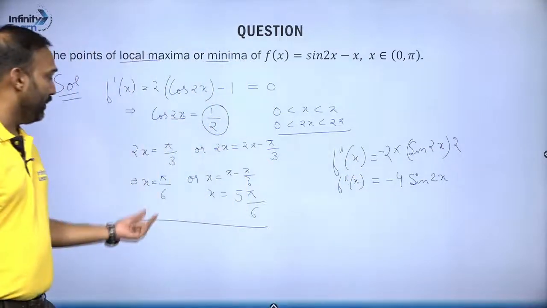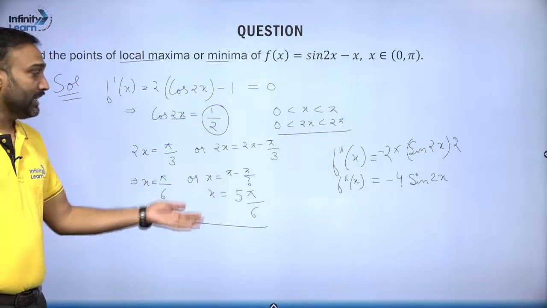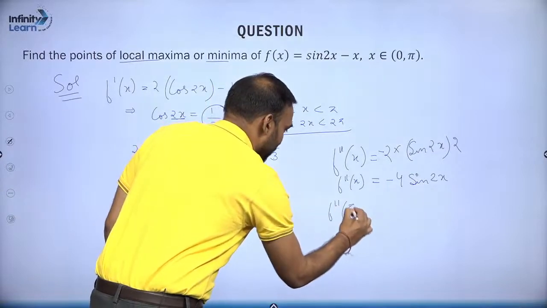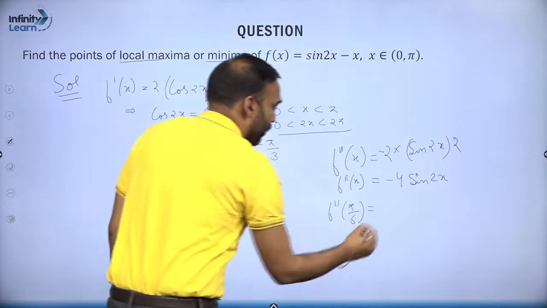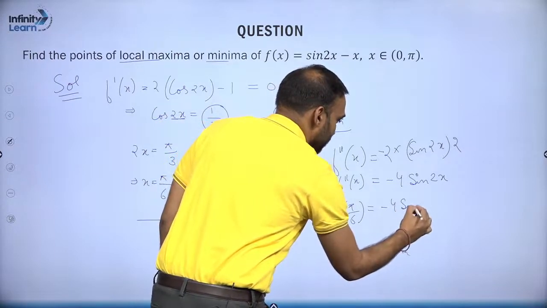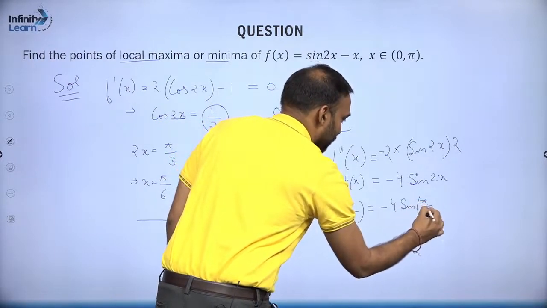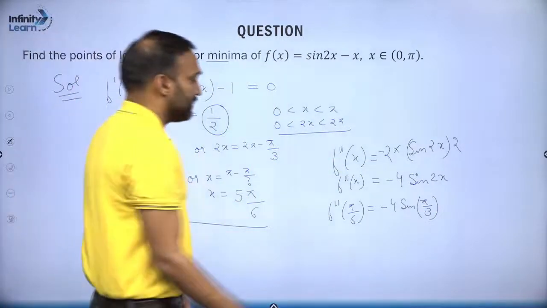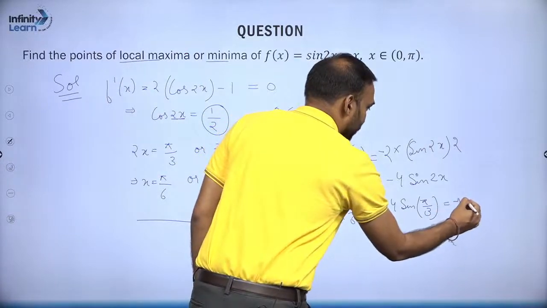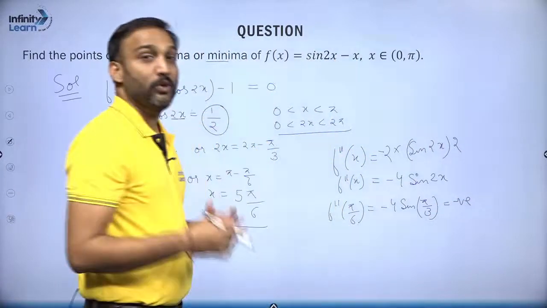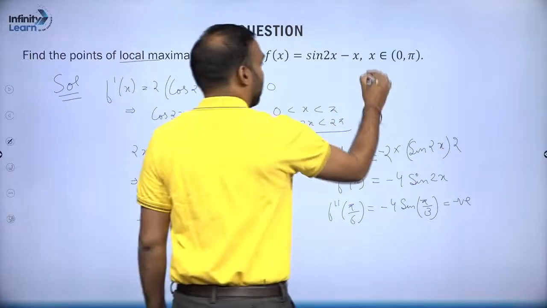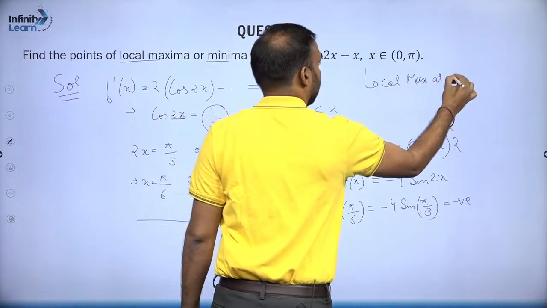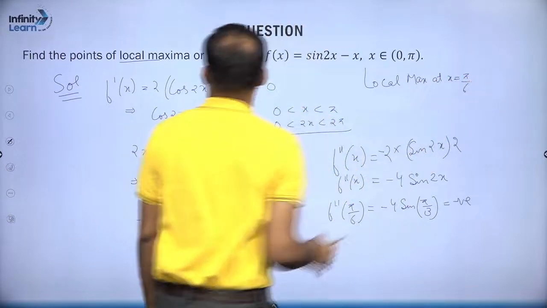Now I need to check the values at pi by 6 and 5 pi by 6 to judge whether I have a local maxima or local minima. So f double dash of pi by 6 would be how much? Minus 4 sine 2 pi by 6, which would be pi by 3. Now sine pi by 3 would be an acute angle, first quadrant, value would be positive and there is a minus sign. So I have a negative value. So if double derivative is negative, I know there is a local maxima. So I can write over here, I have a local maxima at x is equal to pi by 6, right?